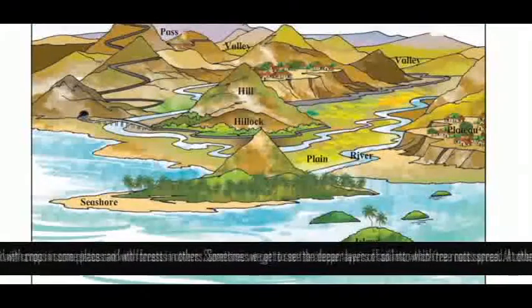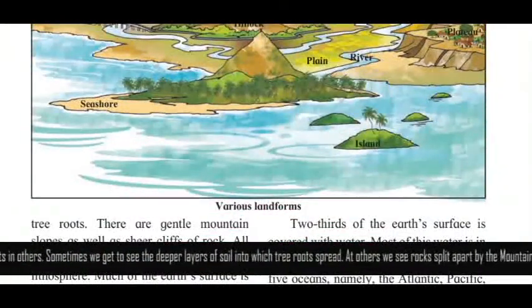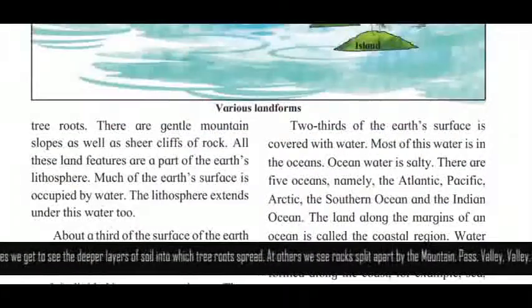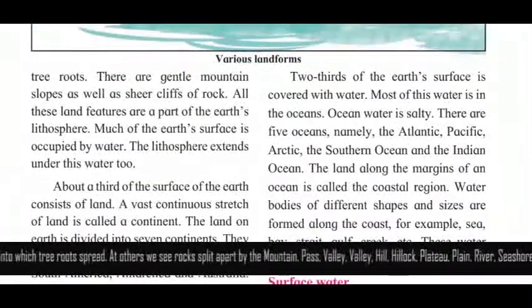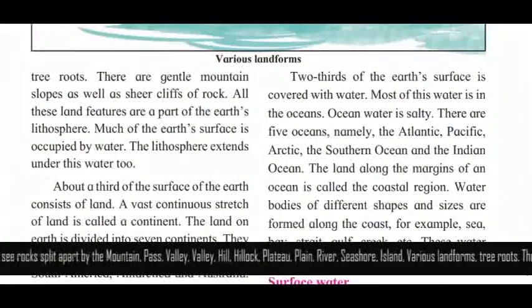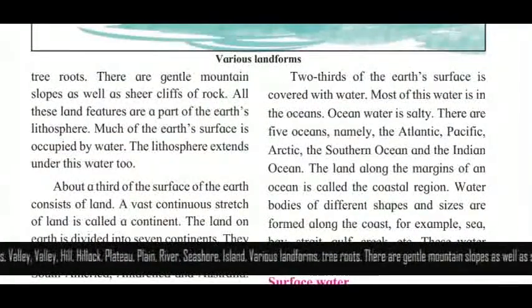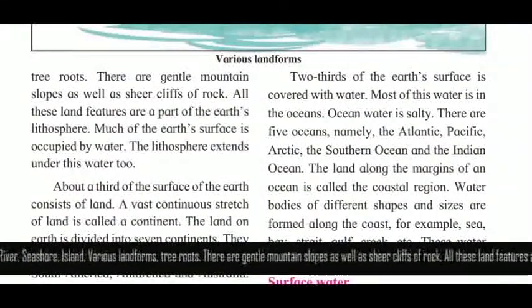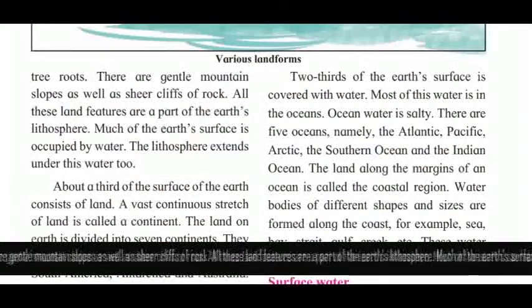At others we see rocks split apart by the roots. Mountain, pass, valley, hill, hillock, plateau, plain, river, seashore, island are various landforms. There are gentle mountain slopes as well as sheer cliffs of rock. All these land features are a part of the Earth's lithosphere.